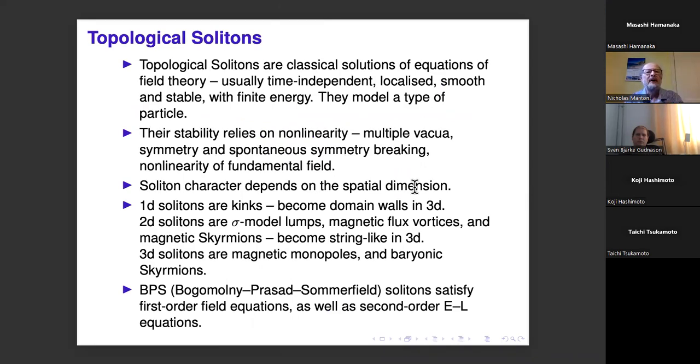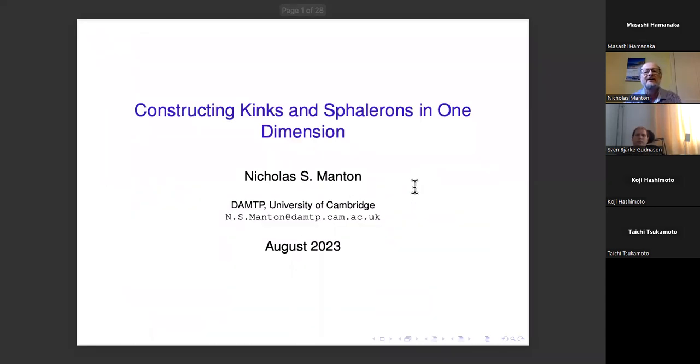So my talk is concentrating on kinks and sphalerons in one dimension. But since this is the first talk, and I know some of you here are not experts in this subject, I'll give a more general introduction first, and then mention some other examples of solitons, and then go on to the more technical ideas connected with these kinks and sphalerons.